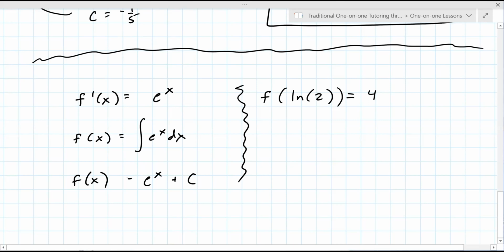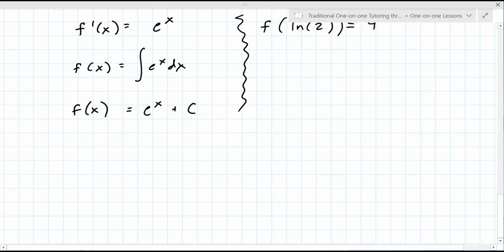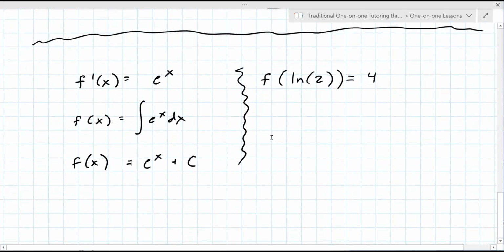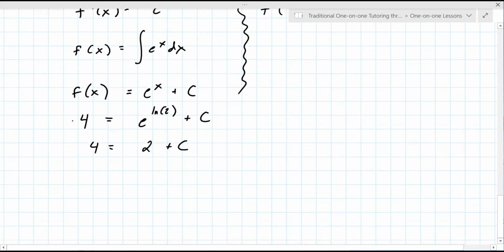Sorry, I was just opening that. Now you have to find c. You have to substitute in your initial condition here. So 4 equals e to the ln 2 plus c. The e and the ln cancel out, so then it's 4 equals 2 plus c, so c equals 2. So then it's just e to the x plus 2 as your final answer.